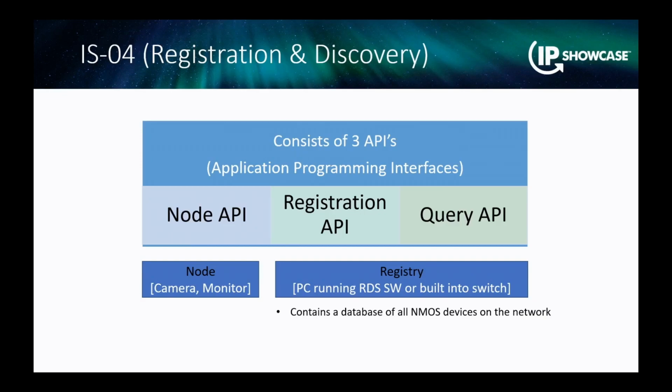This is my model number. This is my IP address. This is my capabilities. And then the query API is the one I mentioned earlier. If you're a control system, you can just go and get all that information back and get a list of everything on the network. So this is our plug and play piece, ISO4.